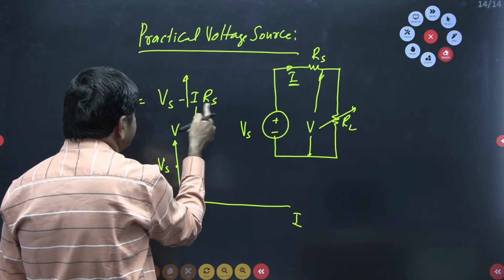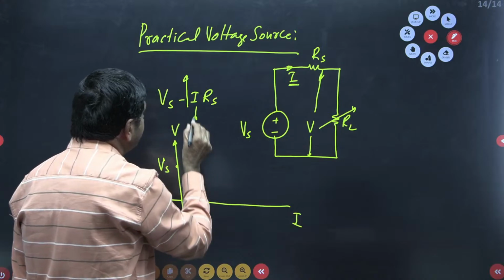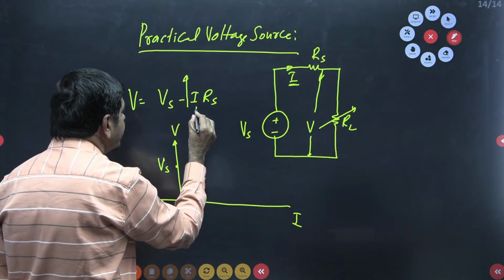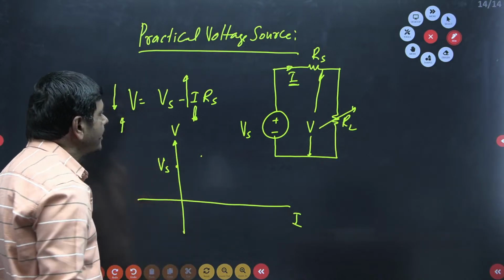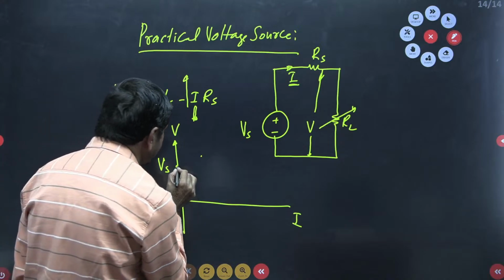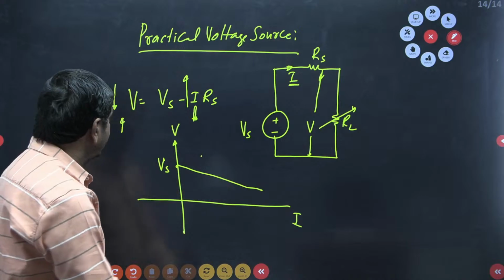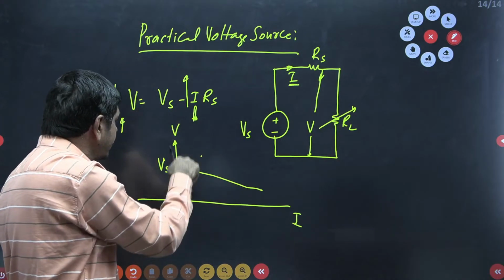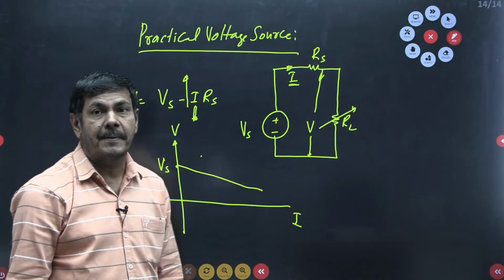Because the difference will be decreasing. When you are increasing the current, voltage will be decreased. When you are decreasing the current, the voltage will be increased. That is the process. Finally, the shape of the curve comes like this: as current is increasing, voltage is decreasing, and as current is decreasing, voltage is increasing. This is the VI characteristic curve of the practical voltage source.